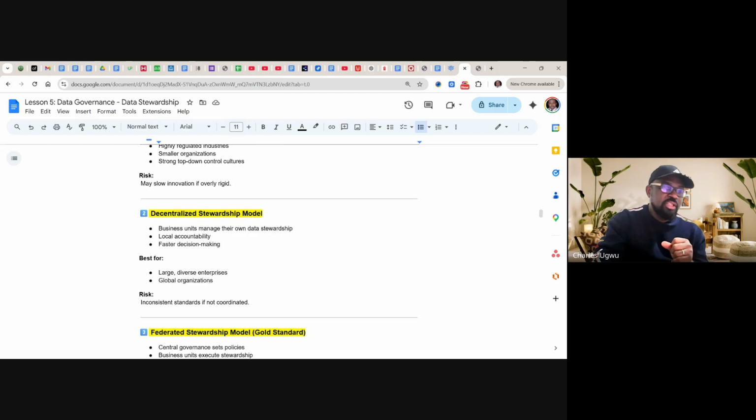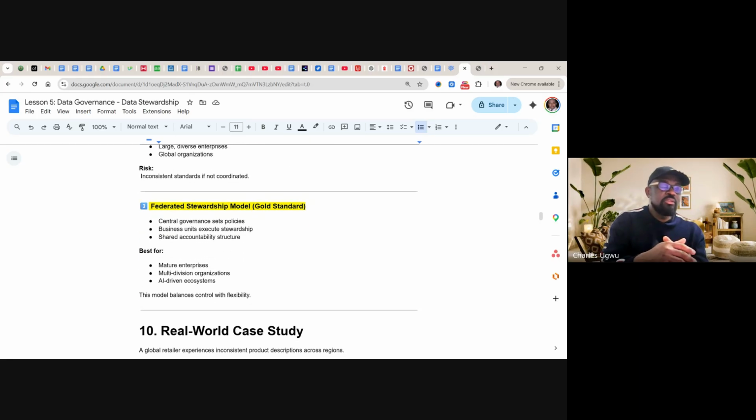The risk is inconsistent standards, because different countries might have their small pockets of data regulation and compliance acts. Although we have global data regulations, some countries have their small pockets of local regulation that might affect you, making you start tweaking your data governance compliance to meet all the local regulatory acts.